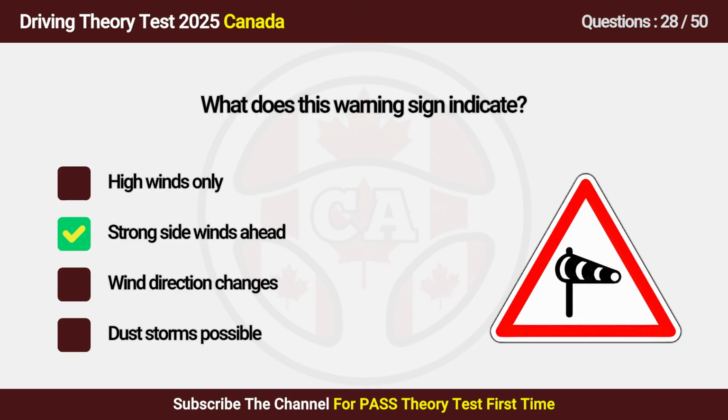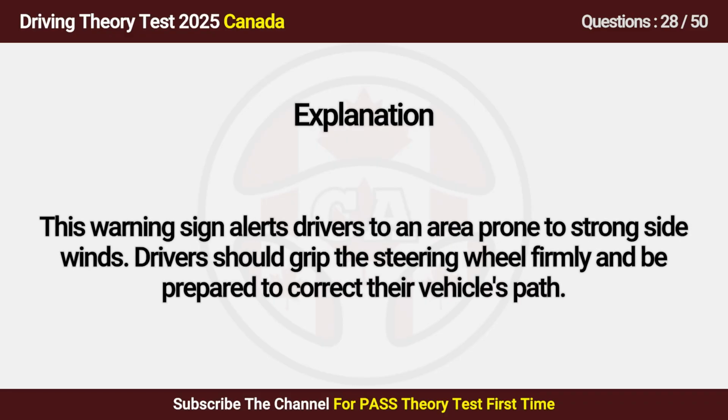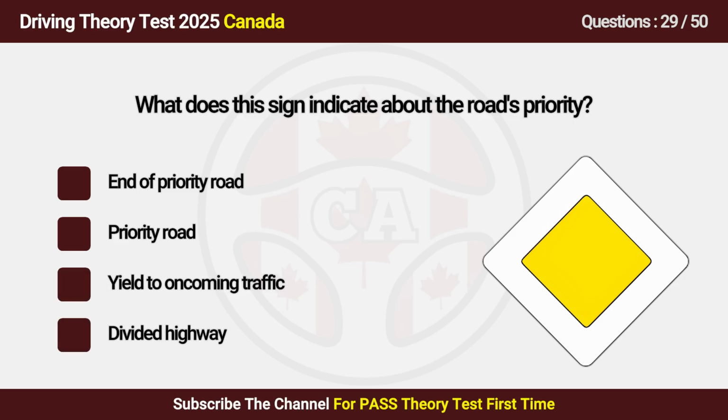Answer is B. Strong side winds ahead. This warning sign alerts drivers to an area prone to strong side winds. Drivers should grip the steering wheel firmly and be prepared to correct their vehicle's path. Question 29. What does this sign indicate about the road's priority?